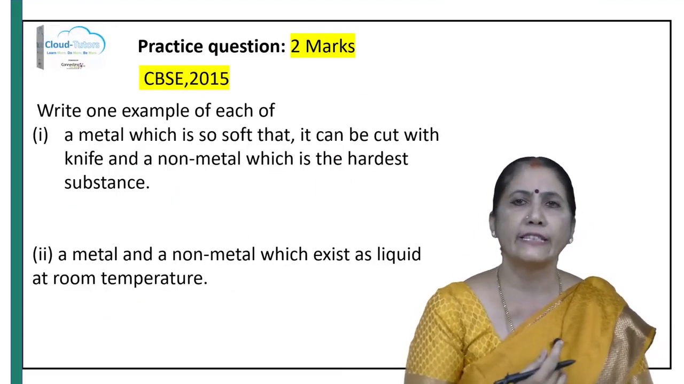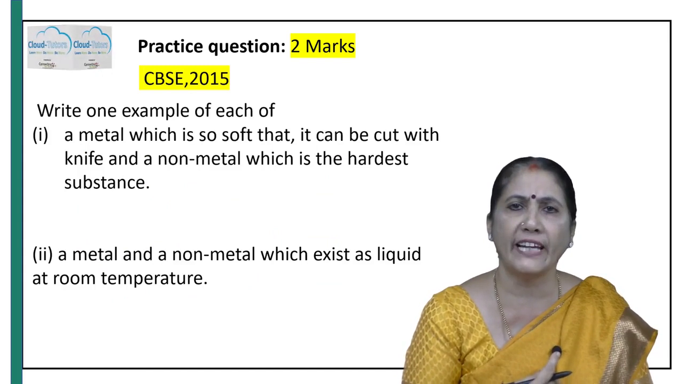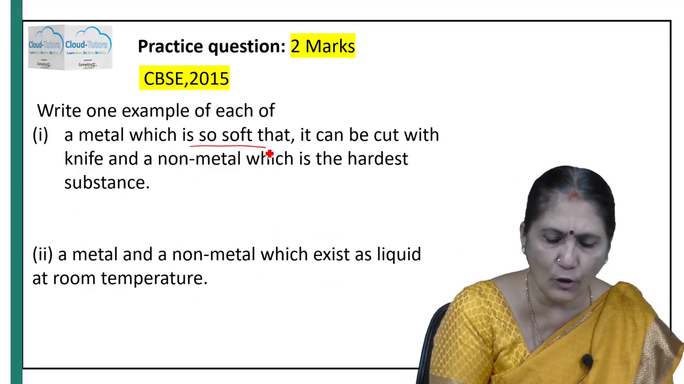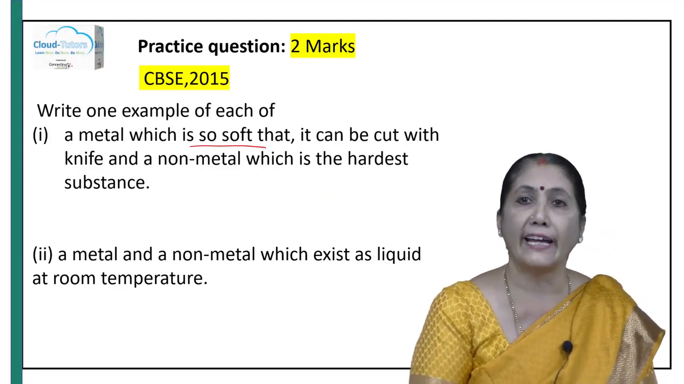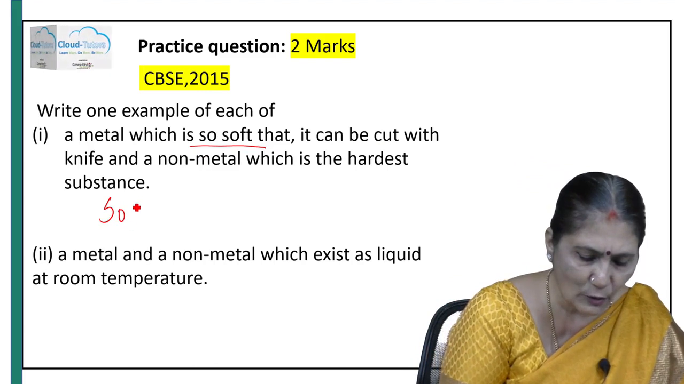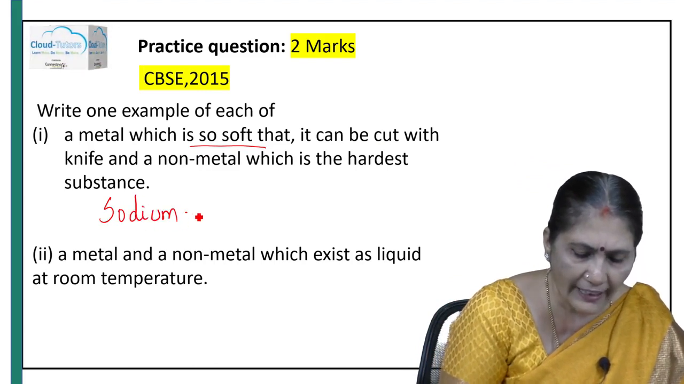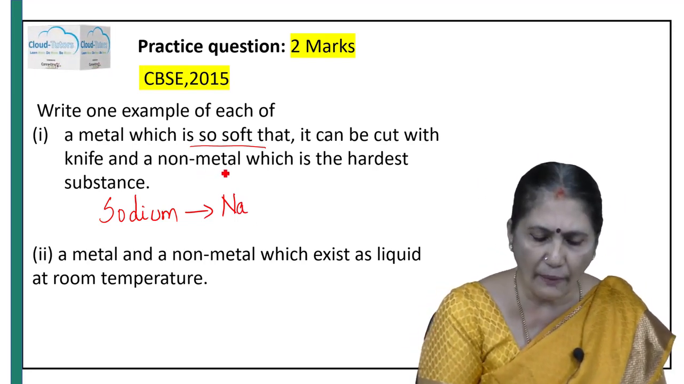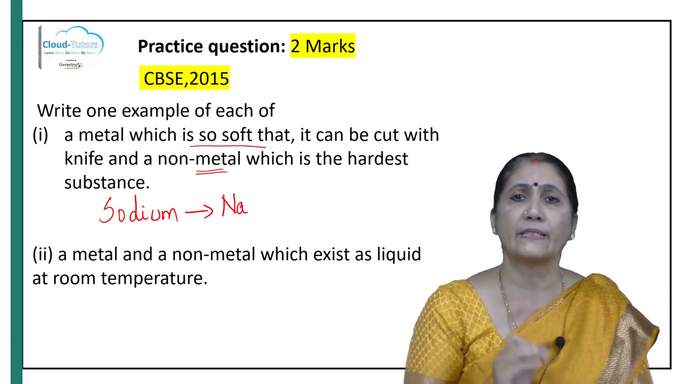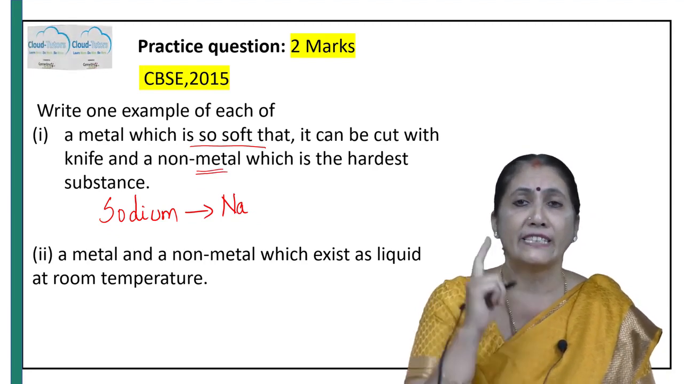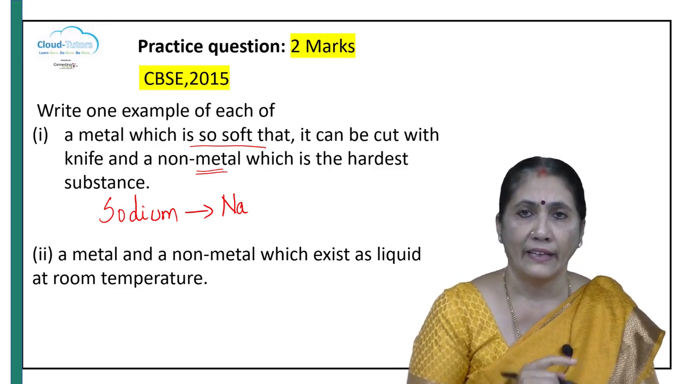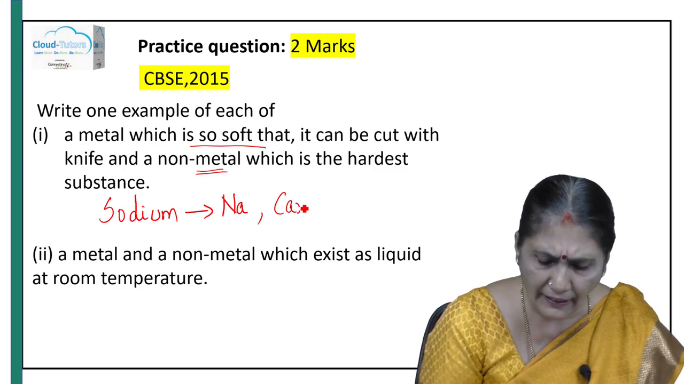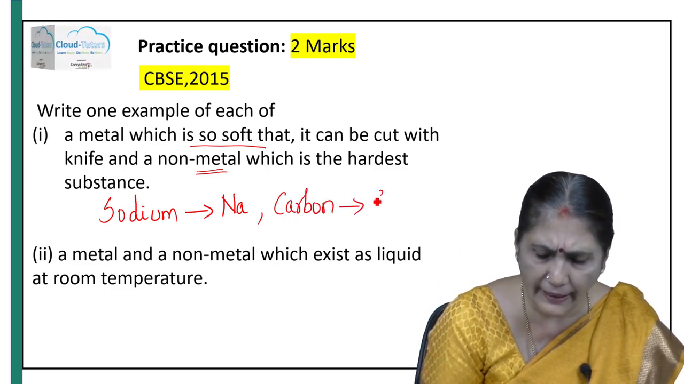Now to the next 2-mark question that has been asked in CBSE 2015. Write one example of each of a metal which is so soft that it can be cut with a knife. So the answer is sodium. You can write its representation as Na. Whereas a non-metal, which is the hardest substance, is diamond, which is the allotropic form of carbon. So carbon is the non-metal which is given by the representation C.